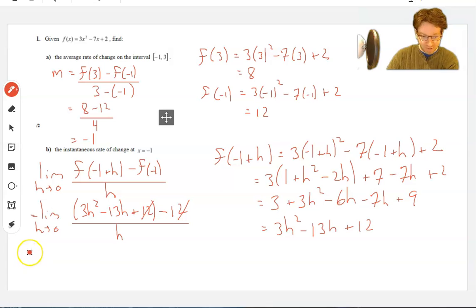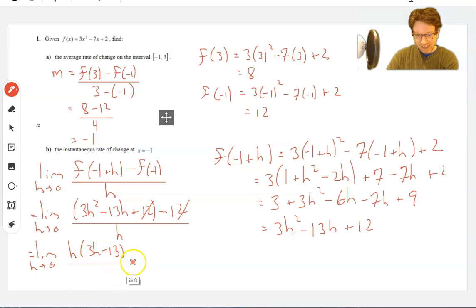And now we're just going to factor out an h. So we get the limit of h times 3h minus 13 all over h. So our h's go away. And as we substitute h equal to 0, we're just left with negative 13.